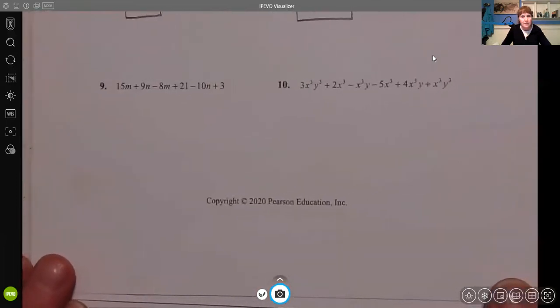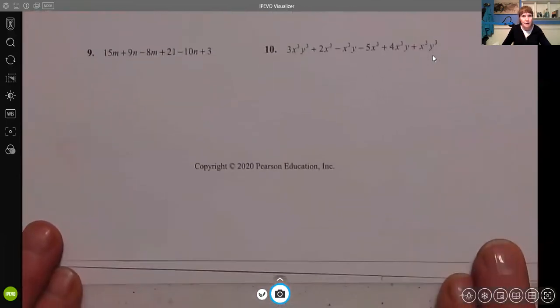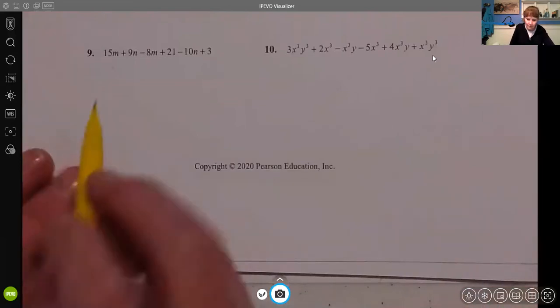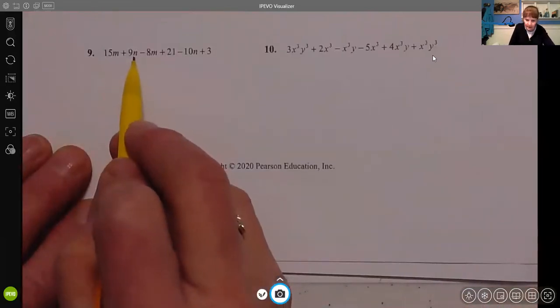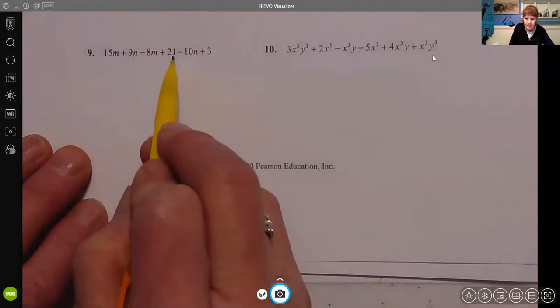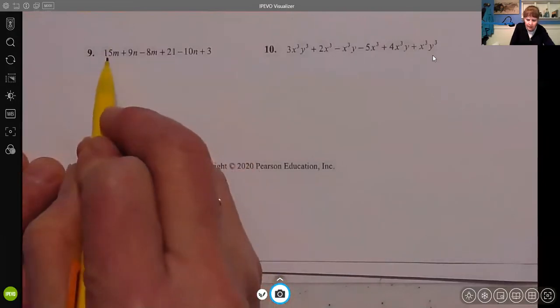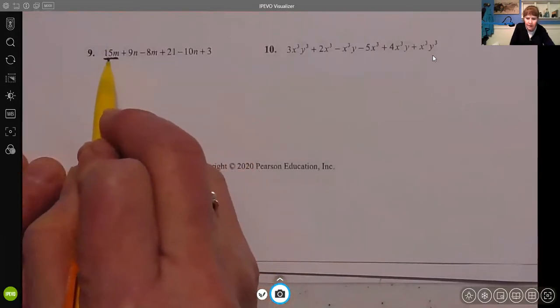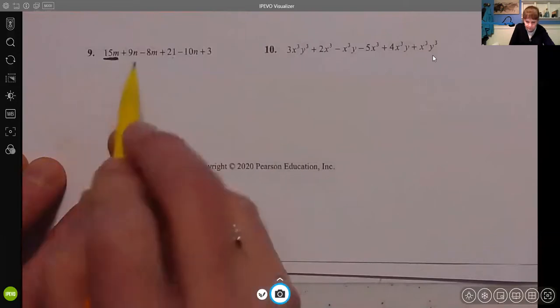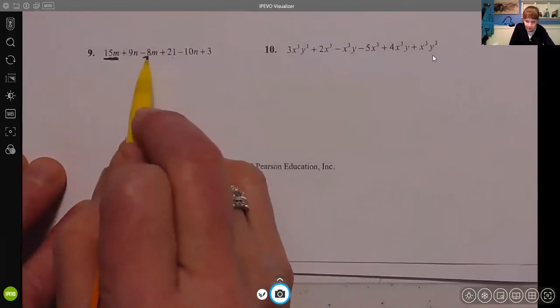So that happens sometimes. But let's look at number 9. On number 9, I've got variables m and n, and then constants. Let's start with m and see if there's any other m to the first. Right here.